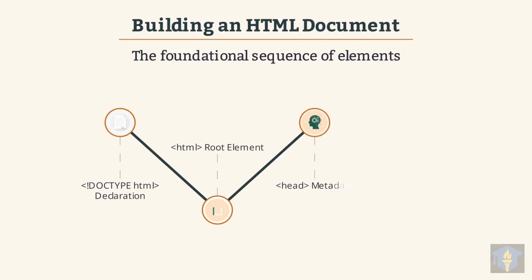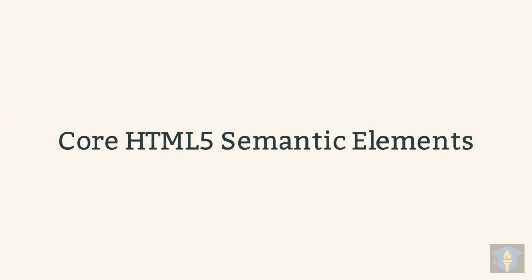Inside the head metadata section, we include information about the page, like the title, which isn't directly visible. Finally, the body element contains all the visible content that users will actually see and interact with on the web page. Now, let's explore some of the core HTML5 semantic elements that add meaning to our web content.